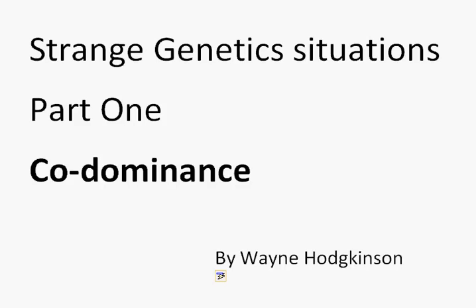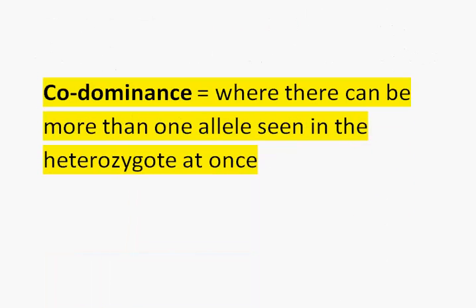Welcome to the first video where we look at strange genetic situations. I will be focusing on codominance. Codominance is where we have more than one allele seen in our heterozygote. For example, if it had a red allele and a white allele, then you could see both of these in the heterozygote. It could either be pink or red and white striped.